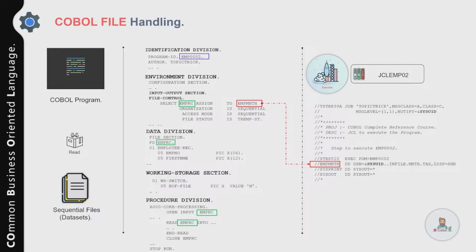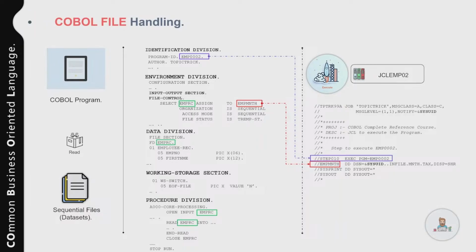What we have done is, to open a file, we have used the open statement. After that, to read data from the file, we have used a read statement. And finally, we have used the close statement to close the file that we opened before issuing the read command. The last statement is stop run, which will terminate the processing of the COBOL program.